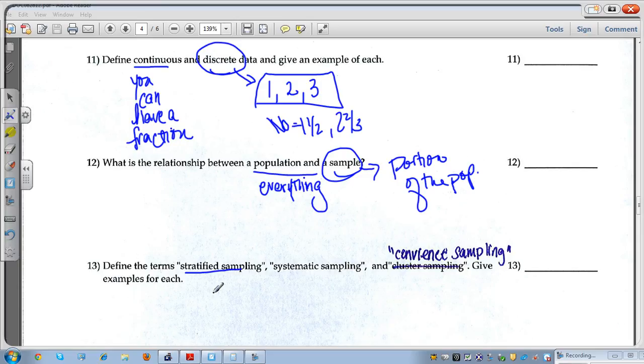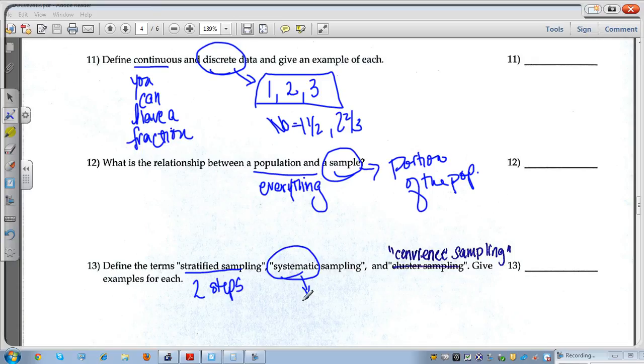Stratified is when you have a 2-step process. So maybe you break it up into boys and girls, and then it's ages under 14 and then 15 and up. Or you have men and women, people with children, people without children, something like that.